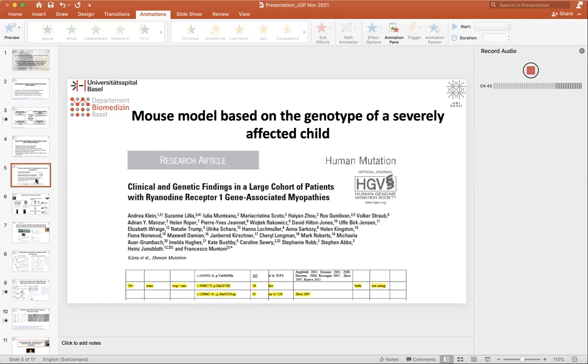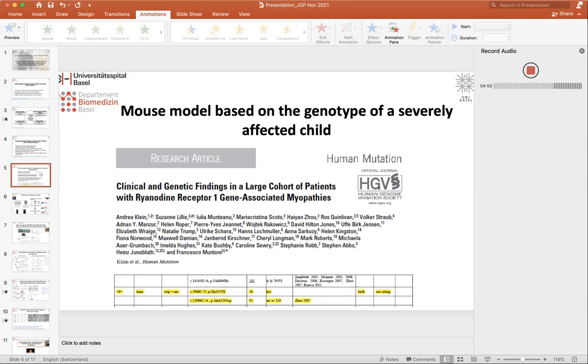So what did we do? We decided to make a mouse model based on the 2 mutations that were identified in a severely affected child. This child harbored a mutation in exon 36 that led to a premature stop codon. So it was a frameshift mutation. And he inherited the other mutation from his asymptomatic father, who carried a missense mutation in exon 91. This child was severely affected. He never achieved walking or sitting, and he actually sadly died when he was a baby.